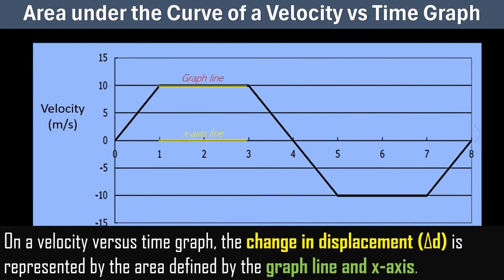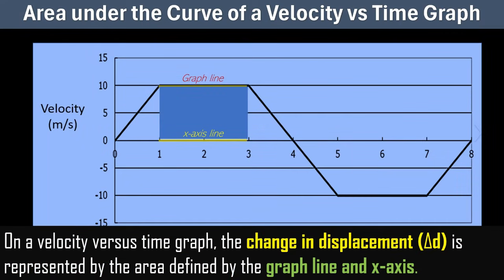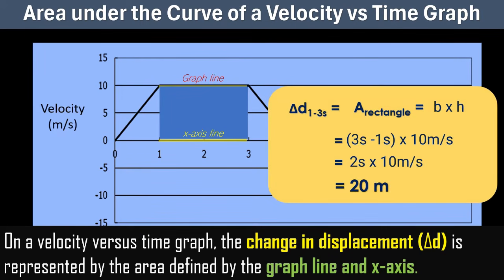In this case, the shape formed by the x-axis line and the graph line is a rectangle, so we will use the area formula for a rectangle, which is base times height. Take note that we do not divide this by 2 because the shape is not a triangle. The base is from 1 second to 3 seconds, so we subtract 1 second from 3 seconds. So the change in displacement of the object from 1 to 3 seconds is 20 meters.